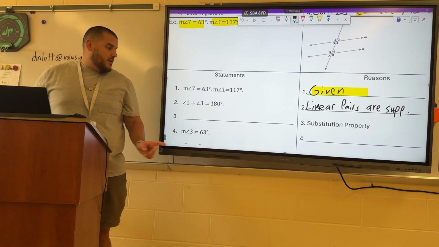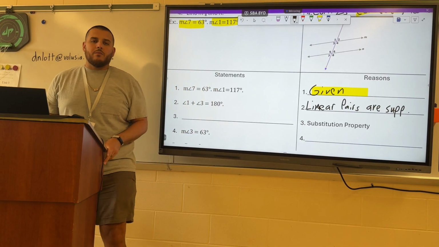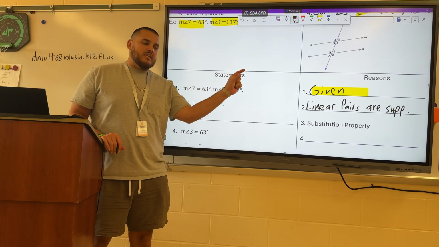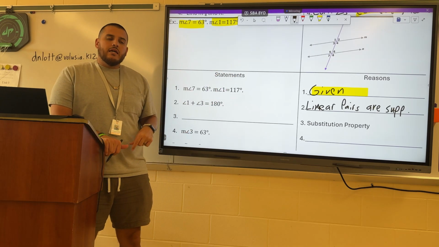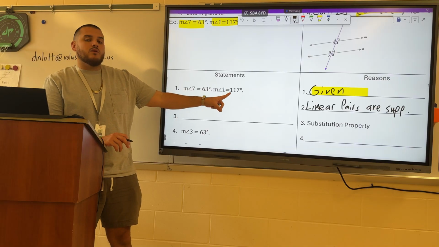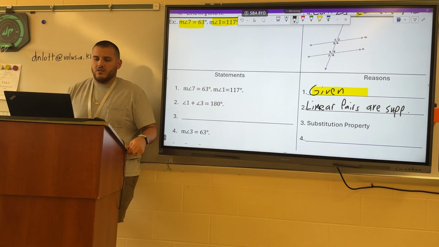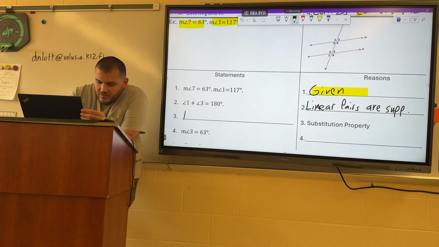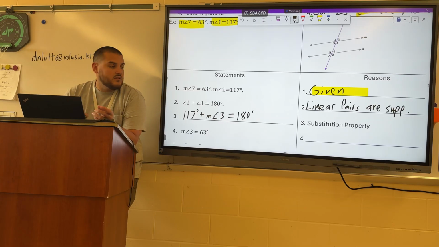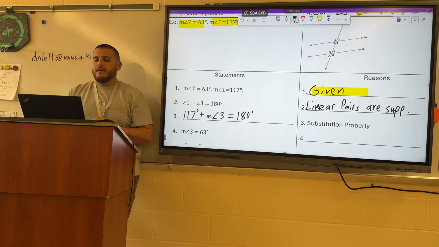Next, we have something that needs to be filled in here for a statement, and the only reason it's true is because of the use of the substitution property. So remember, the substitution property is when you take equal values and you swap them for each other, and then you give an equation. So we have an equation here, 1 plus 3 equals 180, and we actually know that angle 1 is 117 degrees, so I can just substitute that for angle 1 here in this equation. I can say that the 117 degrees from angle 1 plus, there should be an M there in front of angle 3, measure of angle 3 will equal 180 degrees. So again, it's the same equation, I've just substituted angle 1 for 117 degrees.